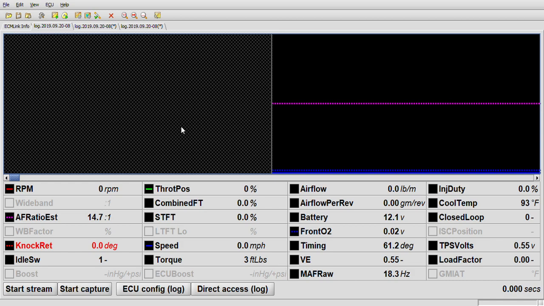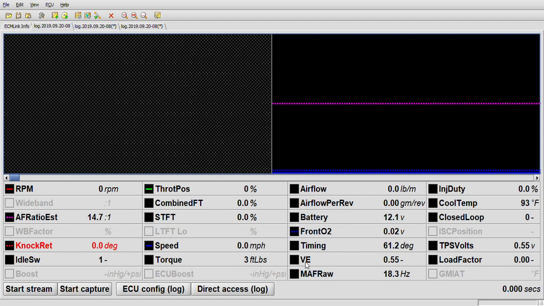First thing I'm noticing on here is that there's some parameters that are not being logged. I went through and looked at any capture values, display values. We don't have a wideband being logged, no wideband factor. Of course, we can't have that one without a wideband anyway. No long-term fuel trim low. That's not make or break, but it's nice to have that one. ISC position, so we can't tell if the BIS screw needs some adjustment. Whatever the case, it'd be nice to have that one.